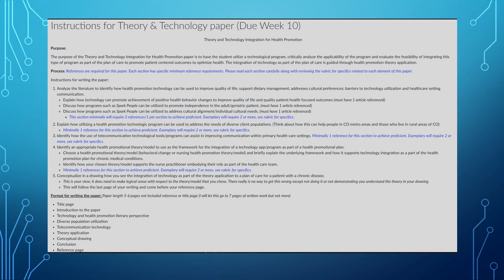These must be written in the third person. You don't write I anywhere. For section number 4, identifying an appropriate theory in your choice, you can write this author, not I, but this author. And the last section, number 5, this is where your drawing is going to come into play. And then we have the reference page.